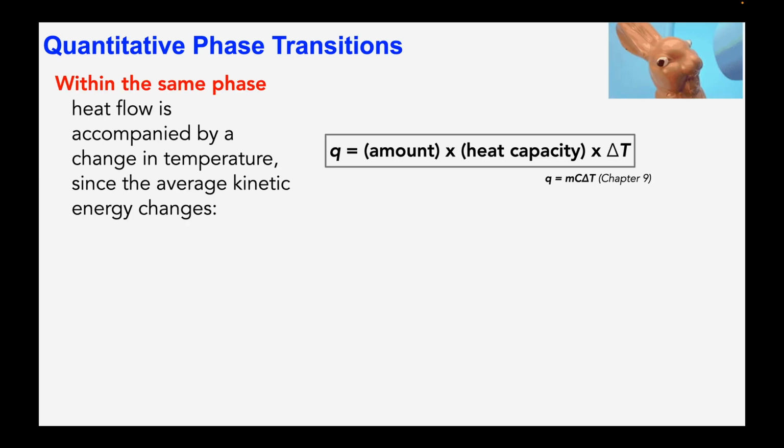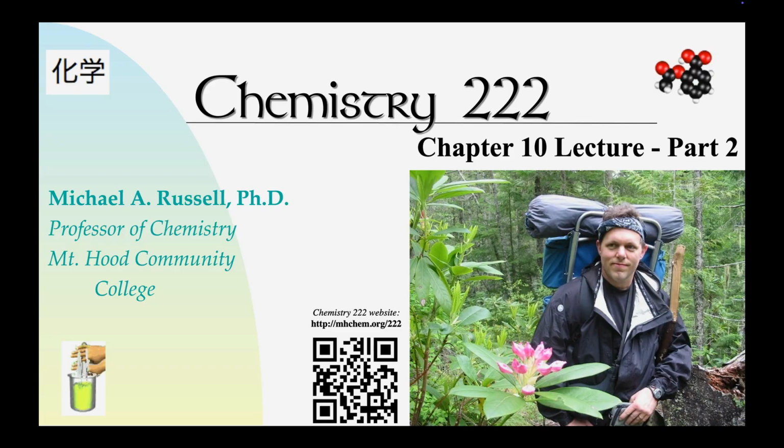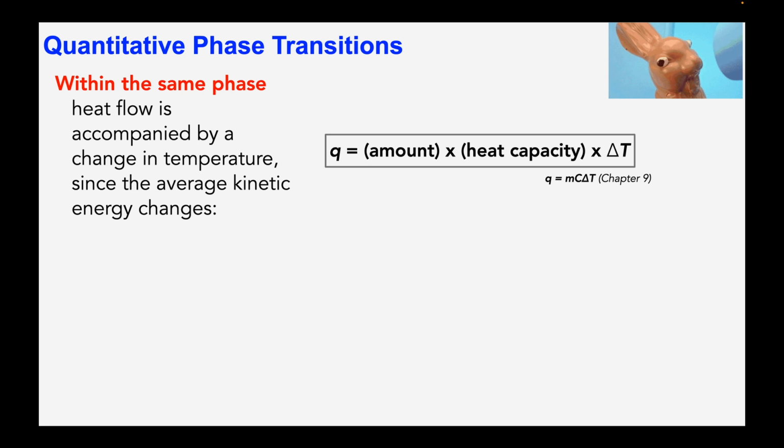So, within the same phase of a substance, you can figure out the energy required by using Q equals mc delta T. And C was the specific heat capacity for the substance. The amount is usually something measured in grams, and delta T will be the final minus the initial change for the substance. So Q equals mc delta T works really well if you keep it in the same phase.